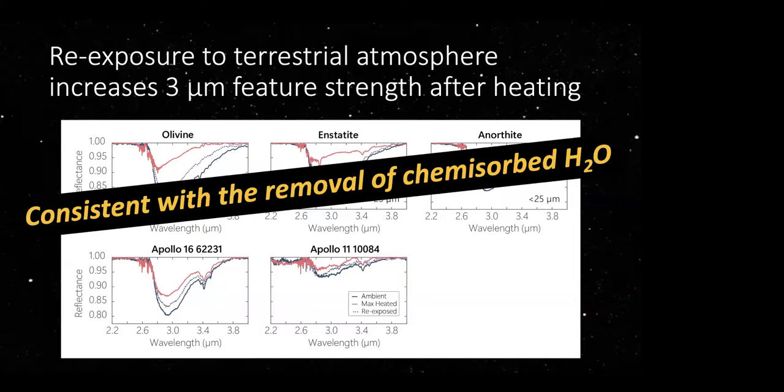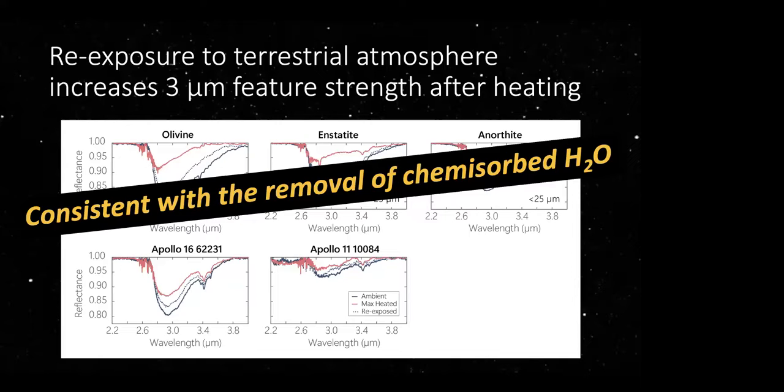And combined with that low temperature regime that we're having, the changes in the 3 micron region are consistent with having the removal of chemisorbed H2O. So we're likely not removing hydroxyl because hydroxyl is a lot more stable than water is going to be. And you probably wouldn't start to seriously see the removal of hydroxyl until slightly higher temperatures.